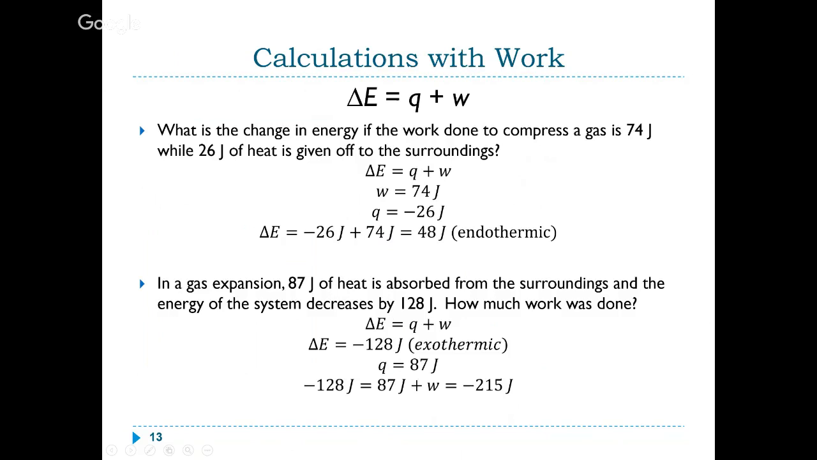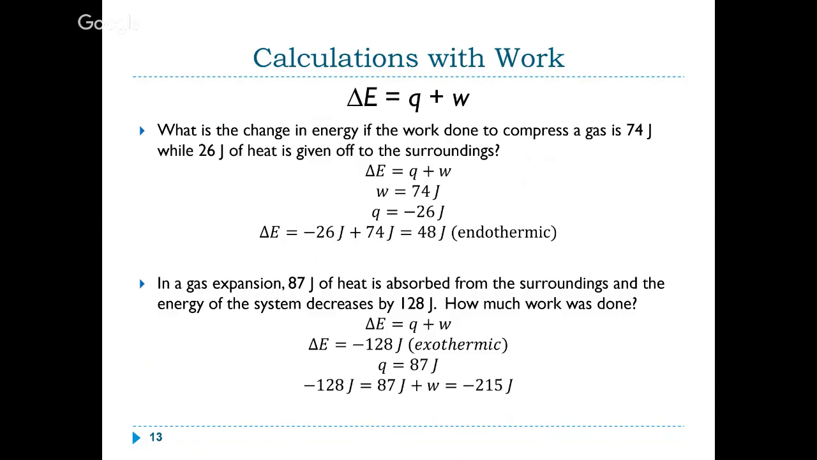So delta E equals Q plus W, I can plug in my values, add them up, and I see that my overall internal energy change is 48 joules. We identify this process as endothermic because the energy change was positive. That's it. All you have to do is look at the energy and say, am I positive? I'm endothermic. If I'm negative, I'm exothermic.